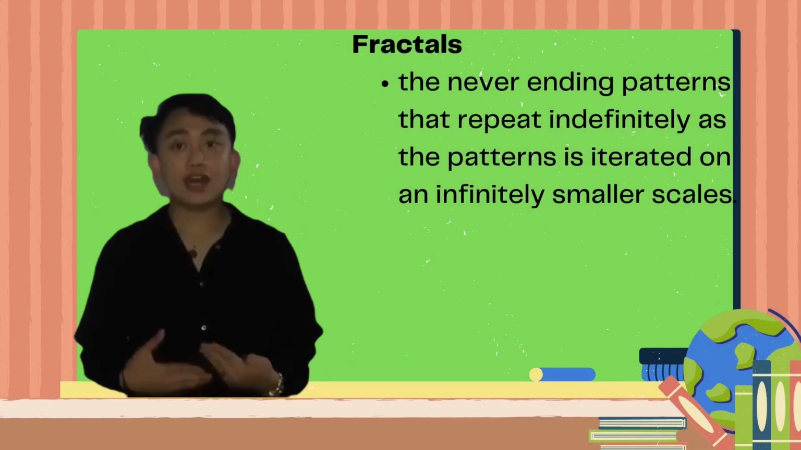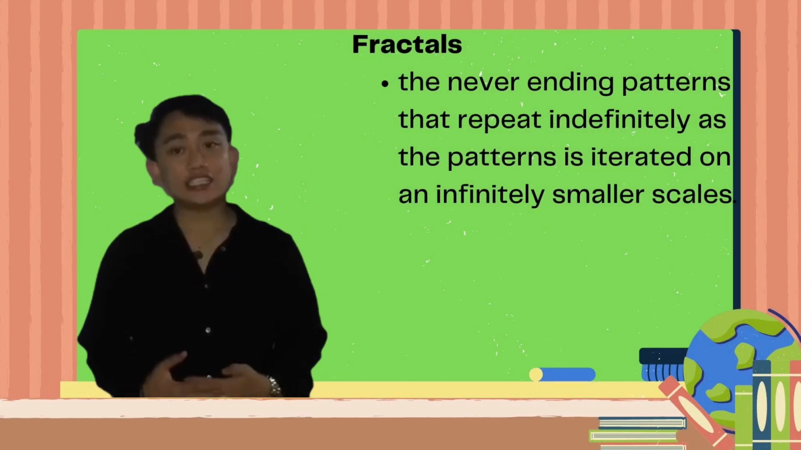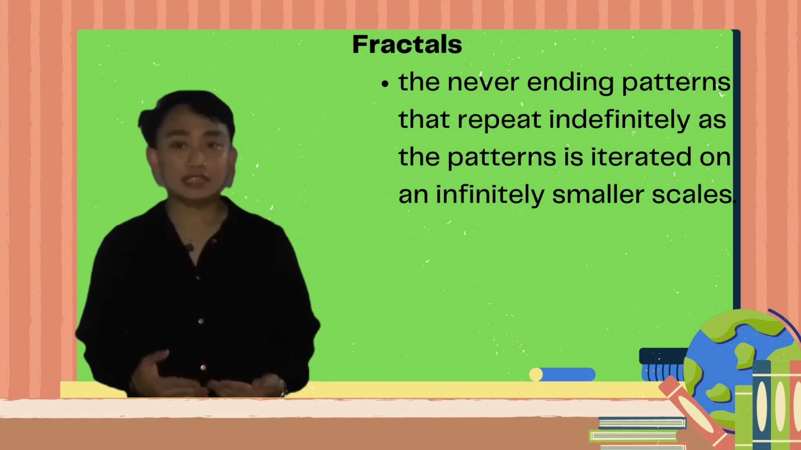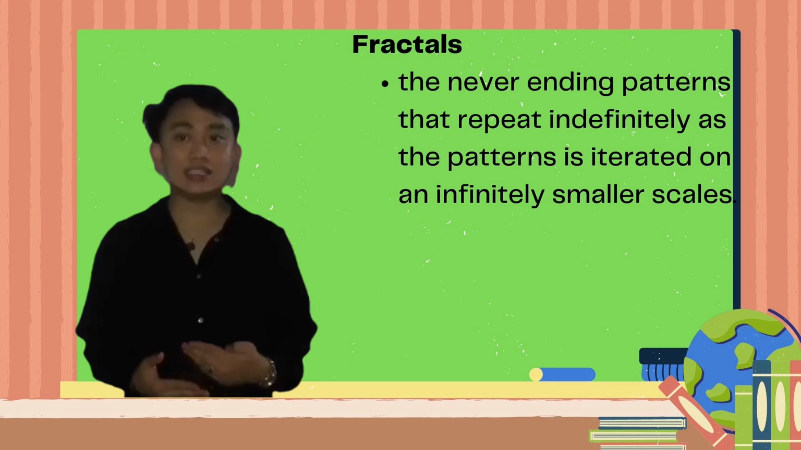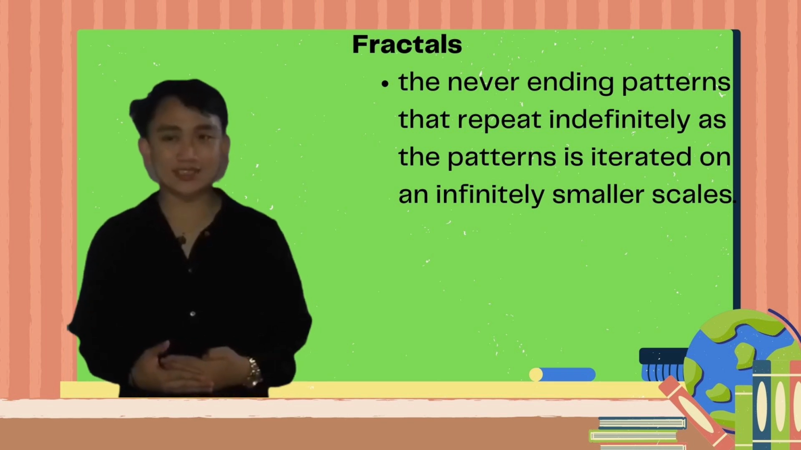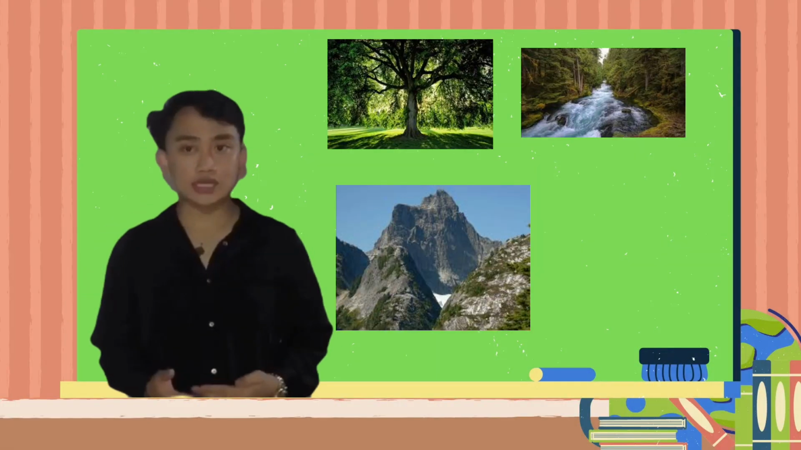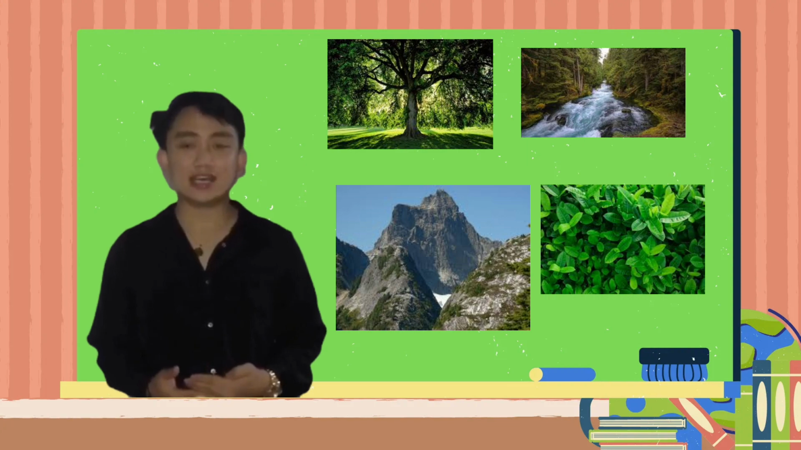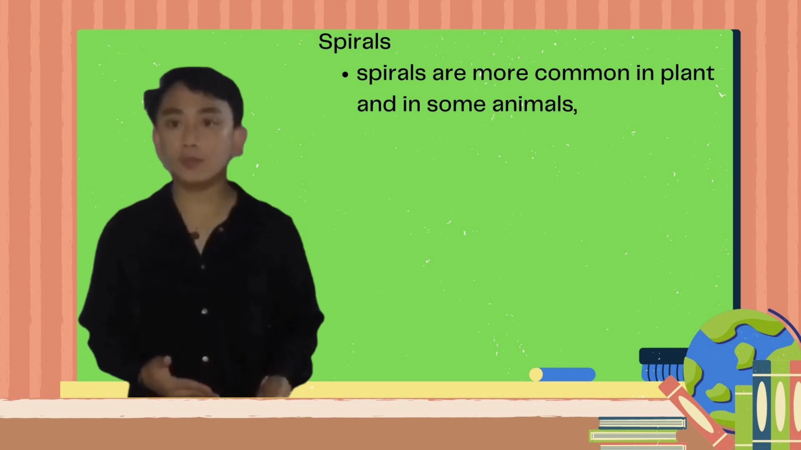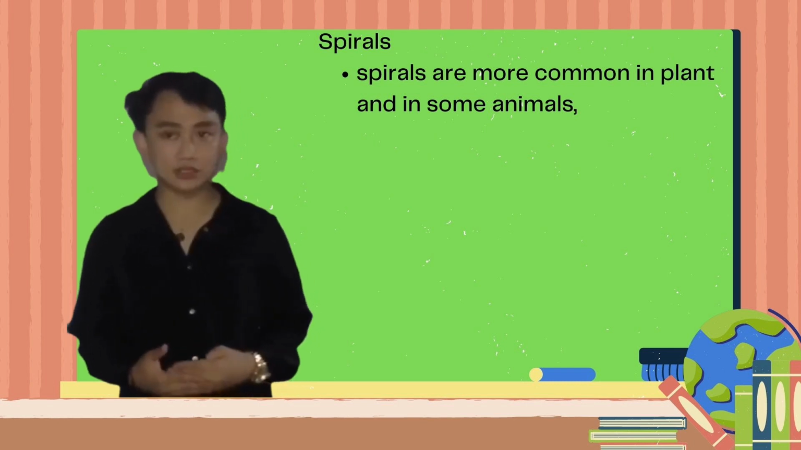Second is fractals, and fractals are never-ending patterns that repeat indefinitely as the pattern is iterated on indefinitely smaller scales. We can see the pattern in trees, rivers, mountains, shells, clouds, leaves, lightning, and many more. Third is spirals. Spirals are the most common in plants and in some animals.